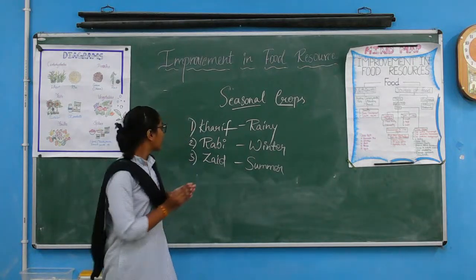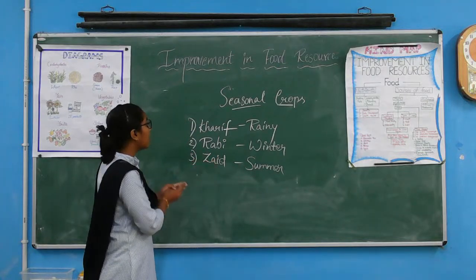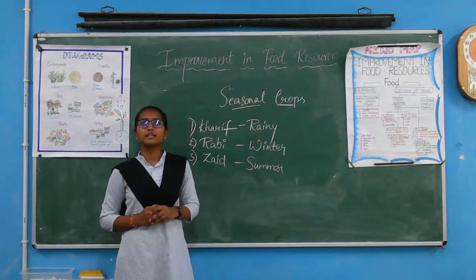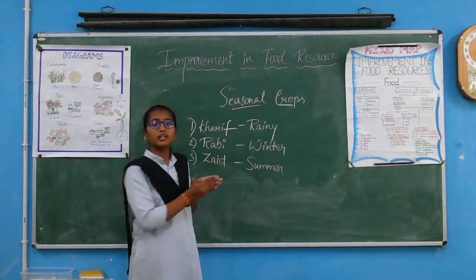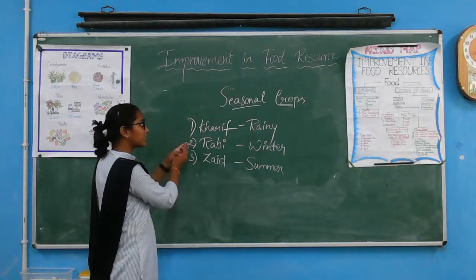So now, what are rabi crops? Rabi crops are grown in winter season. An example of the rabi crops is mainly wheat. It is grown mostly in Uttar Pradesh because people on that side eat more chapatis, and wheat is the main product to make chapati. And what are the kharif crops?